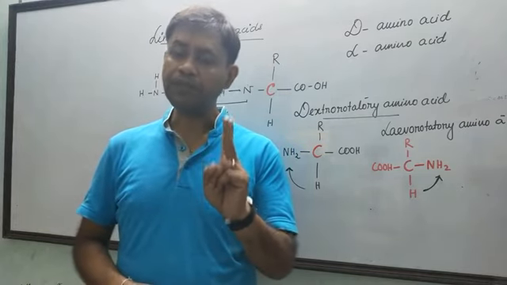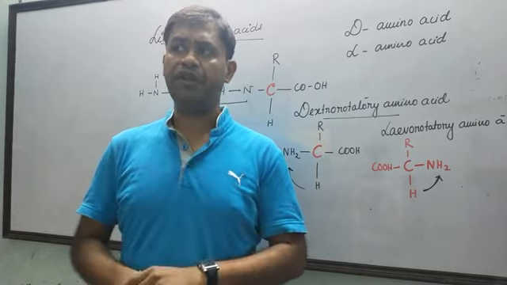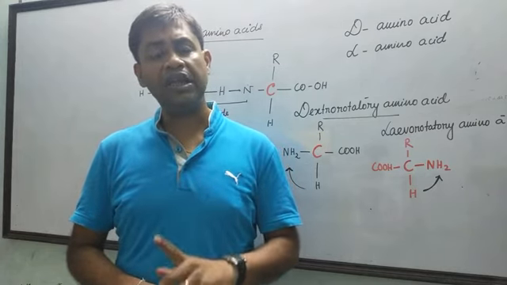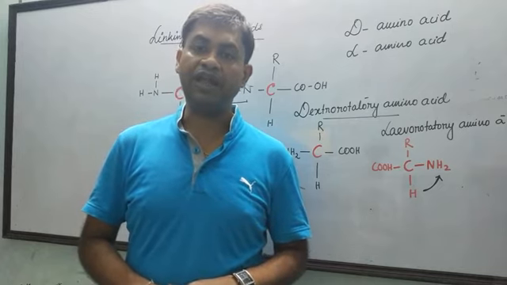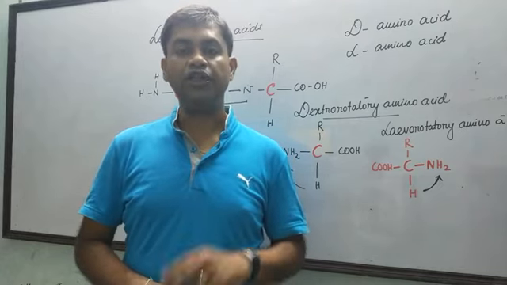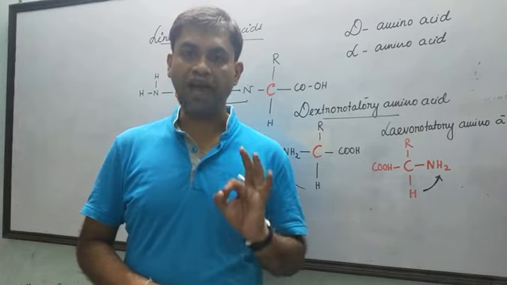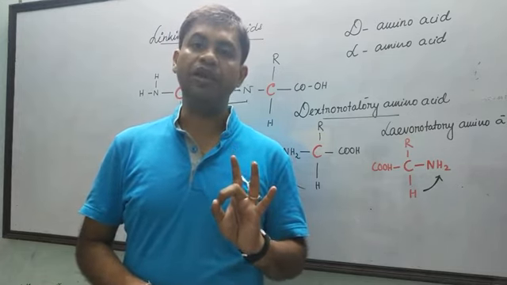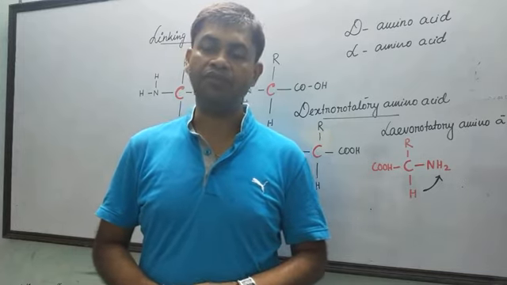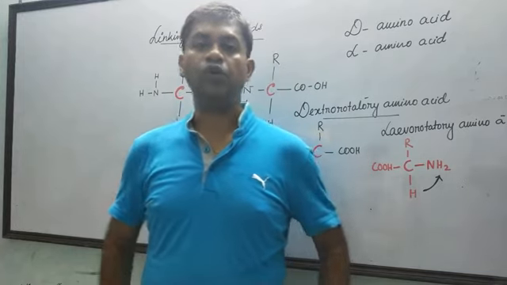Number 2, tyrosine is an amino acid. Is it clear? Tyrosine is an amino acid which forms the hormones thyroxine and adrenaline. हमारे शरीर के दो अहम हार्मोन, one is the thyroxine, the thyroid hormone, and one is the adrenaline hormone. These two hormones are mainly made out of the tyrosine amino acid.